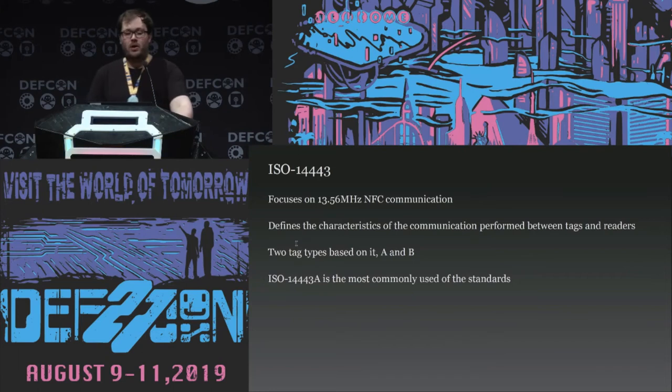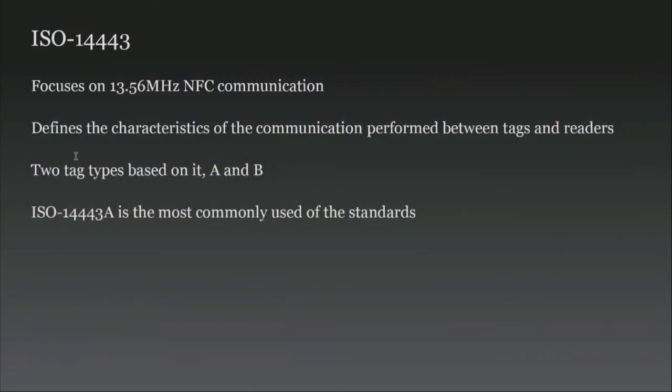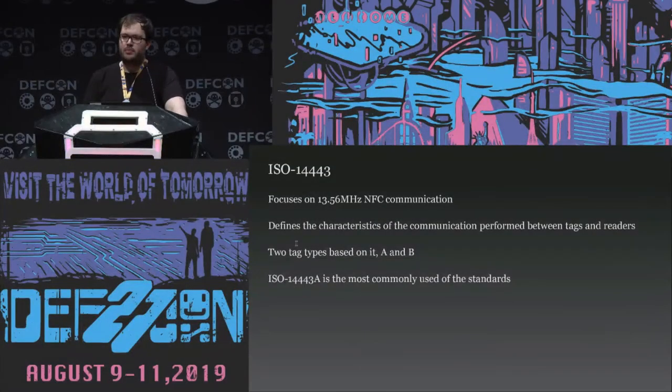So first we're going to talk about some ISO numbers. We're going to talk about ISO 14443, which focuses on 13.56 megahertz NFC communication. It defines the characteristics of the communication, basically how the protocol works, and it's split into two sections, A and B, which are used for different purposes and have different protocols on both a higher and lower level. The most common of these is ISO 14443A, which is mainly used for Mifare Classic, Mifare Ultralight, and other Mifare systems.